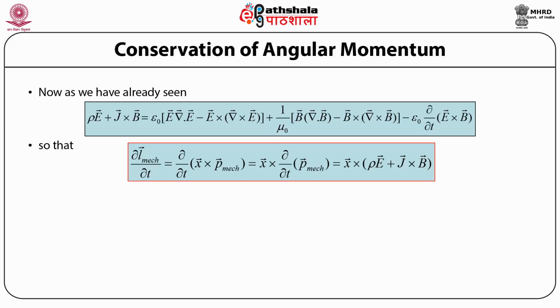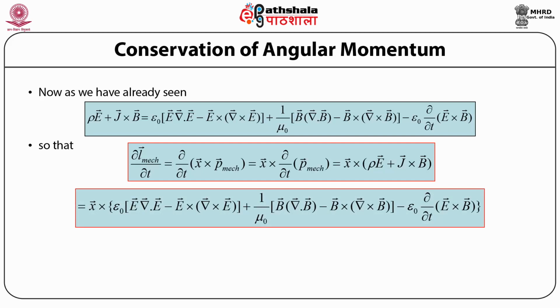And then substituting for the term within the brackets from the above equation, we get the partial time derivative of the angular momentum subscript mechanical is equal to the vector product of the position vector X with bracket open epsilon naught times bracket open electric field times the divergence of the electric field minus the vector product of the electric field with the curl of the electric field bracket close, plus 1 upon mu naught times the magnetic field induction vector B times the divergence of the magnetic field induction vector B minus the vector product of the magnetic field induction vector B with the curl of the magnetic field induction vector B bracket close, minus epsilon naught times partial time derivative of the vector product of the electric field and the magnetic field induction vector B whole bracket close.